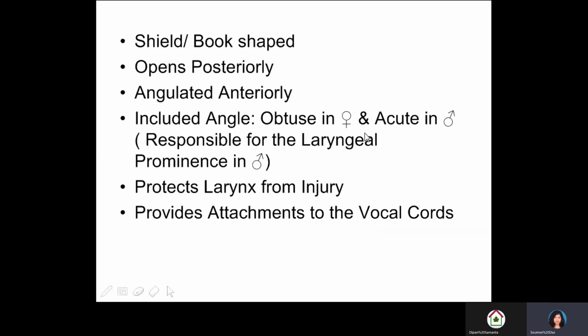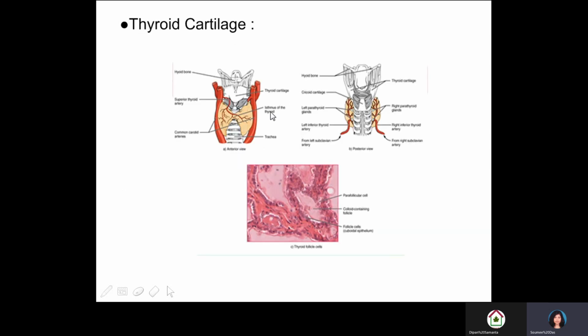The included angle is obtuse in female and acute in male. This is responsible for the laryngeal prominence in the male. The angle is obtuse in female, that means more than 90 degrees. And it is acute in male. If this angle is small, less than 90 degrees, there would be a protrusion. If the angle is more, it would be more spread and there would be no protrusion. But if the angle is acute, there would be protrusion like this.